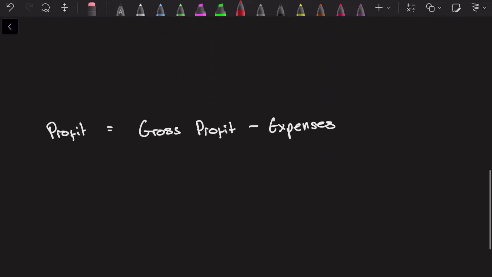Then you have normal profit, which is your gross profit minus your expenses. Expenses are things like rent, electricity. These are fixed costs, and they're just the things that the business will always have just to stay afloat and keep running.